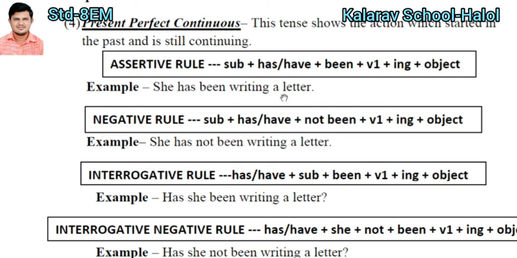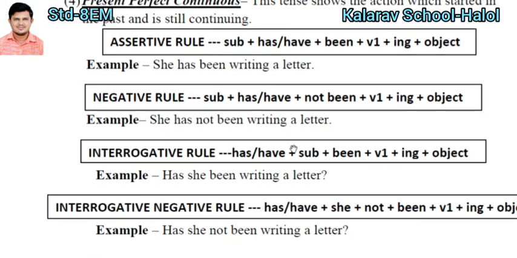She has been writing a letter. Okay, she has been writing a letter. If you transform the same sentence into the negative one, the word not is added. The subject is the same, has, have is the same. In front of been you use not, so the word becomes not been. Then after that verb one, the main verb with ing, then the object. She has not been writing a letter, that is the negative sentence.